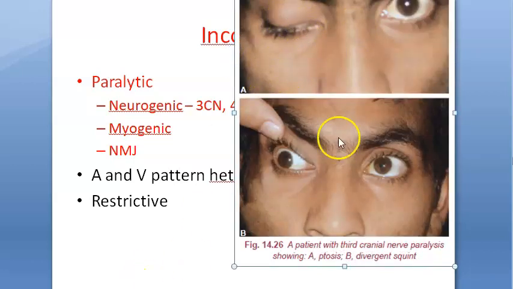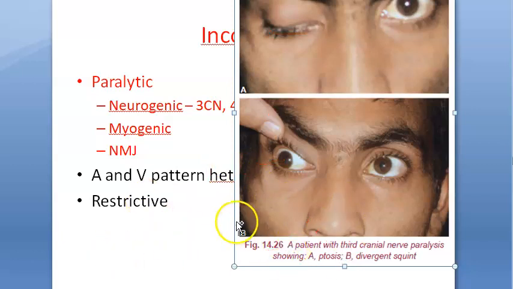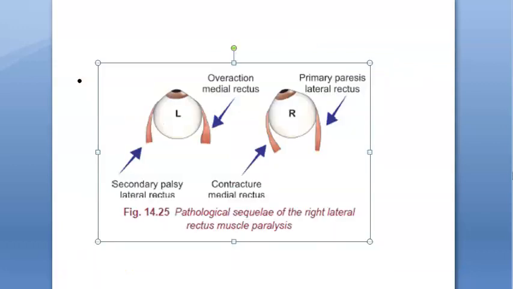This guy has ptosis on the right, and when they have lifted it, this eye seems to be out and down. So this is third cranial nerve paralysis, ptosis and divergent squint. Okay. Here they're talking about some pathological sequel of extraocular muscle palsy.